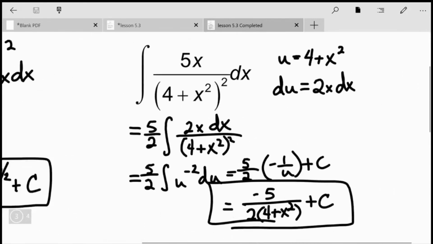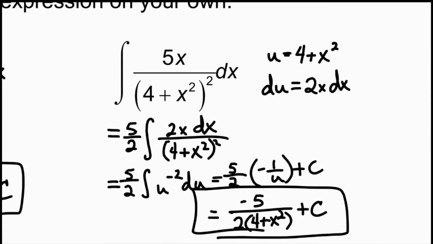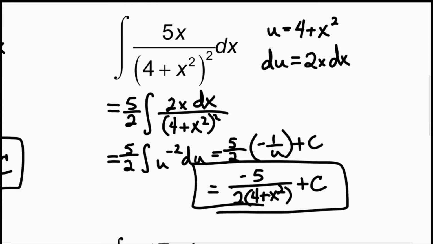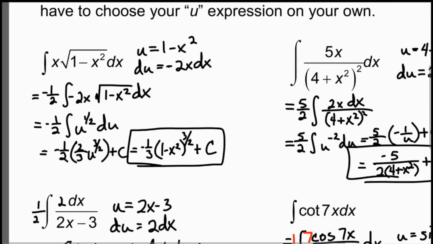All right, so here's the next one. You can see my u was 4 plus x squared. My du is 2x dx. And you can see with my substitution how this worked out. It's not really anything too tricky on this one other than the way I wrote my answer, I wrote it as a 1 over u. I don't want to use negative exponents in my answer.